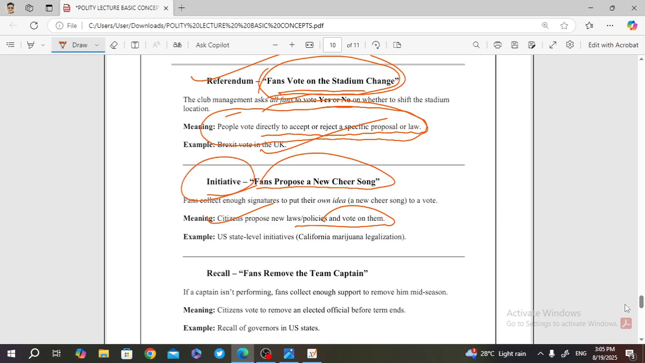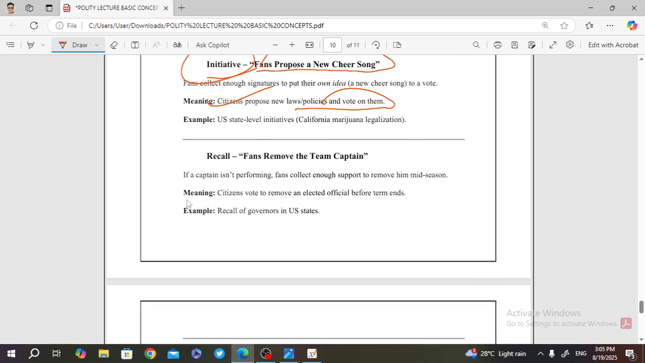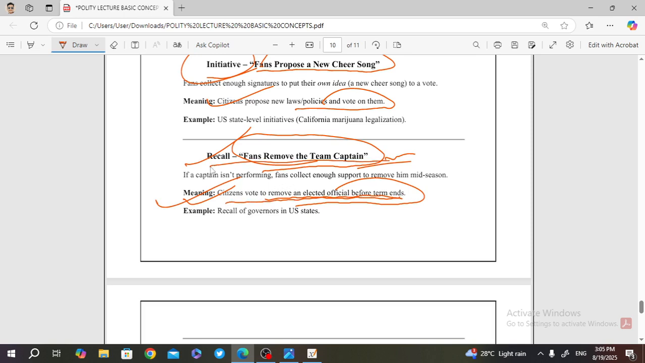Then you can see recall. Recall means citizens vote to remove an elected official before the term ends. Recall means fans remove the team captain. Here this is a more major issue. So citizens vote to remove an elected official before the term ends. It is called the recall.